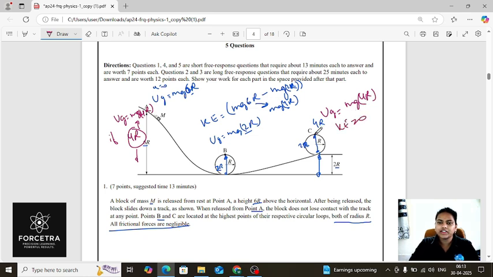So when it reaches point C, the mechanical energy at point A would be equal to the mechanical energy at point C, right? There is no friction, no loss. So this would be equal to this. So at this point, the kinetic energy would be zero, so the velocity would be zero. So it would fall.